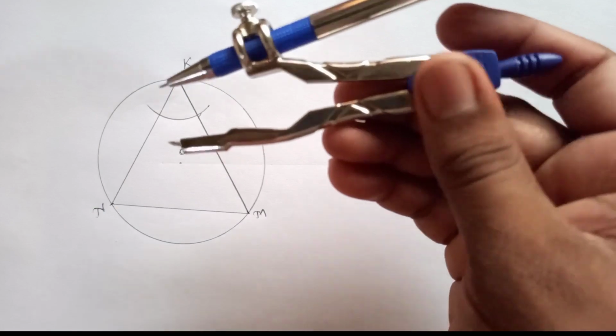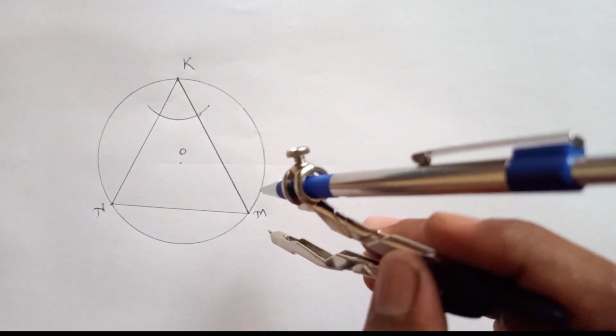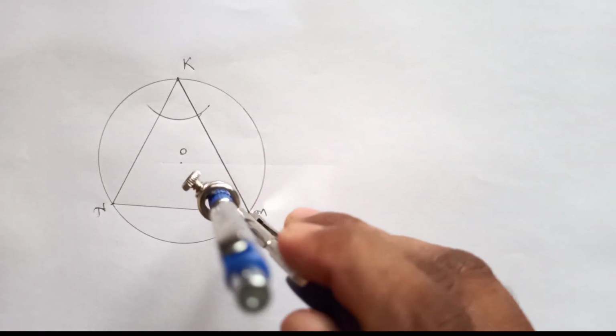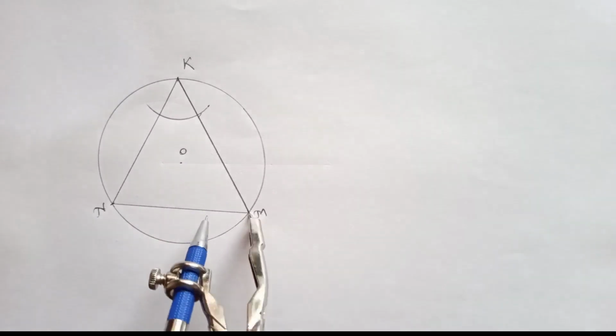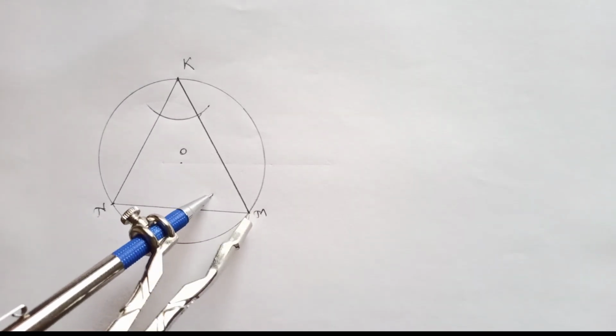Now don't change this distance, keep it as it is. Okay, and we have to construct the tangent from this point M. So hold this compass on a point M using the same distance, and we are going to draw here this arc. Look at this.